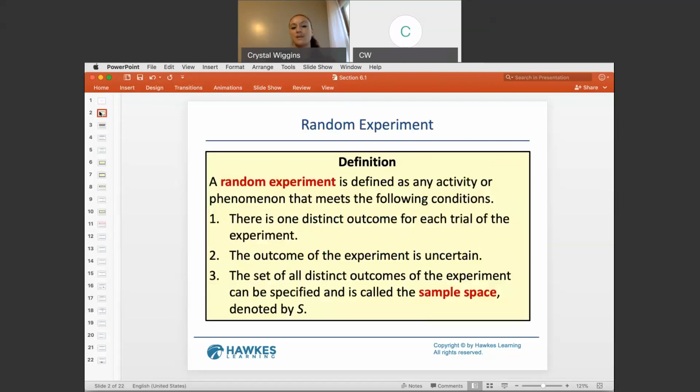So, a random experiment is defined as an activity or phenomenon that meets the following conditions. There is one distinct outcome for each trial of the experiment. The outcome of the experiment is uncertain, and the set of all distinct outcomes of the experiment can be specified and is called a sample space. Okay, and we typically denote that by S. So these definitions probably make no sense until we dive into some examples.